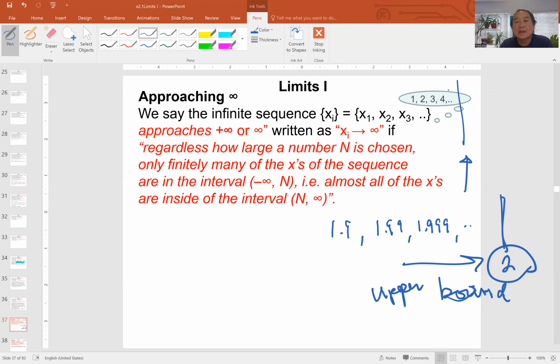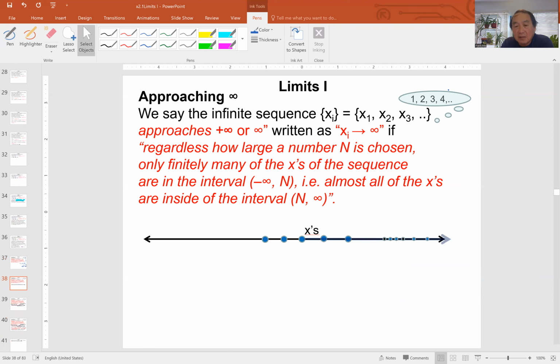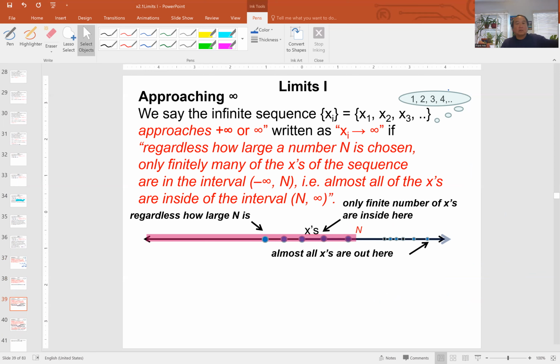And what do we mean by a sequence going to infinity? Well, that means it doesn't matter how big an interval you can think of, all the way to the left-hand side of infinity. It doesn't matter how big the number n is, only finitely many of the x's you're thinking of are within this interval to the left-hand side. Almost everything beyond a certain point is outside, to the right-hand side. That's the definition of a sequence going to positive infinity.